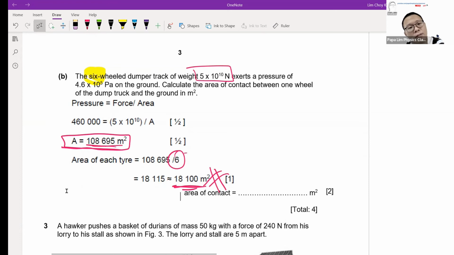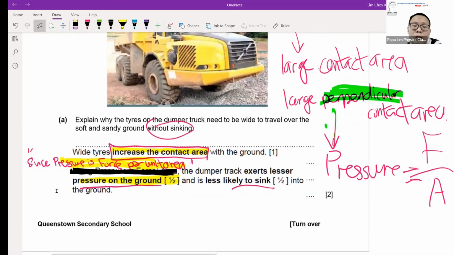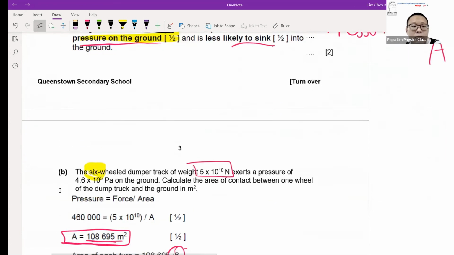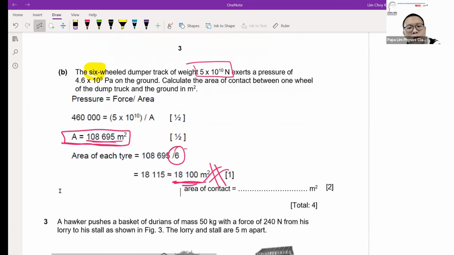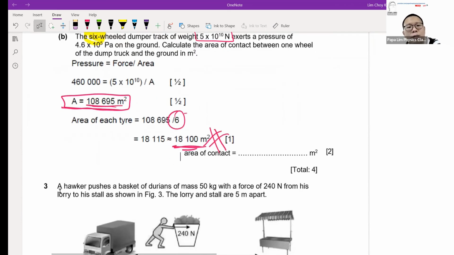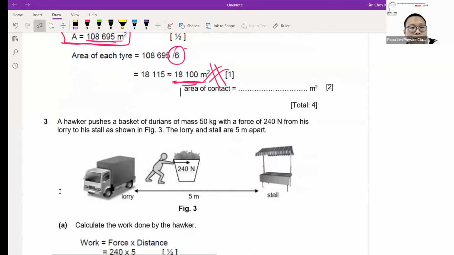So I would say it's not difficult here. The slightly difficult one would be maybe getting the right keywords to explain part A, so that will be more important. The calculation at part B is quite straightforward. But of course, take note that you need to divide by 6 because the question mentioned 6 wheelers.